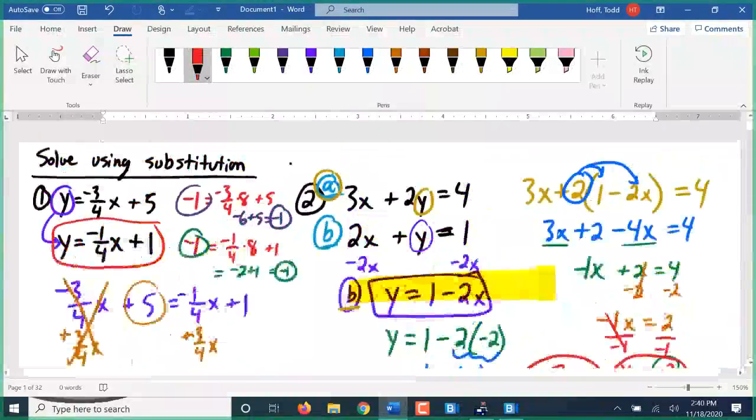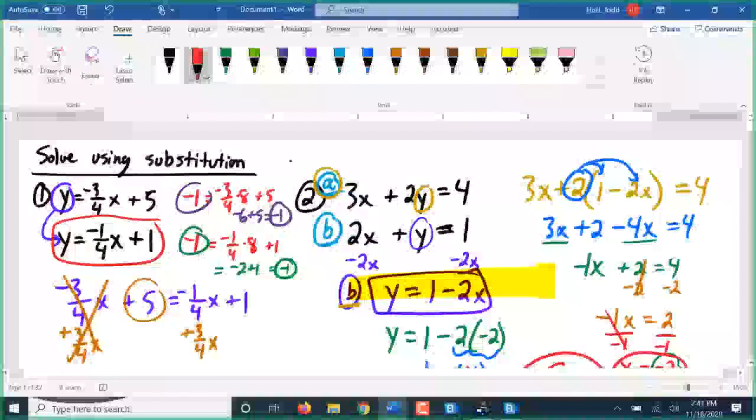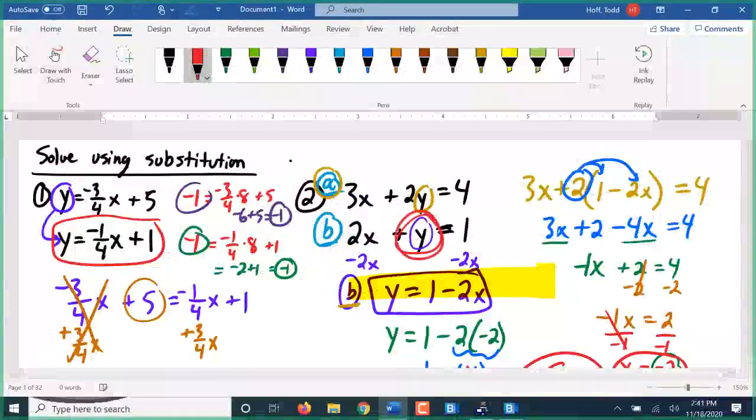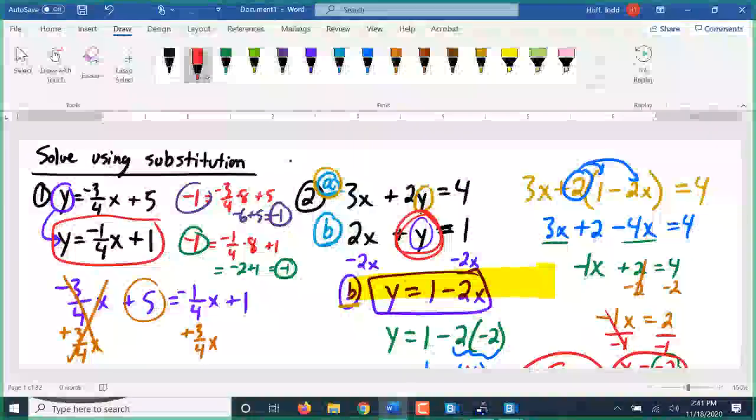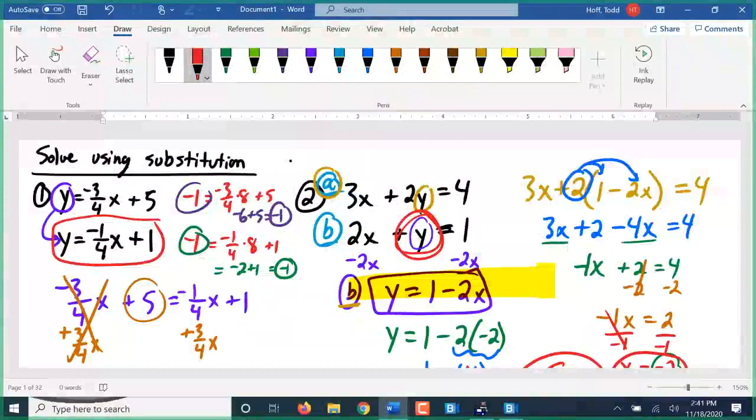And it requires solving for that one variable. Here we got lucky. We had that y with no coefficient, or a coefficient of 1, however you want to look at it. So that when we solve for it, we didn't have to divide, so we didn't end up with any fractions or decimals. But often we are going to end up with some form of a fraction or decimal that we have to work with in substitution.